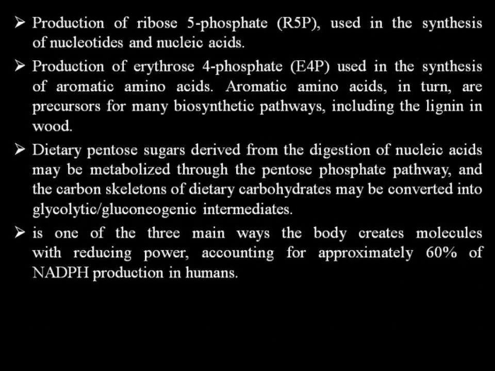Then, production of ribose 5-phosphate is used in the synthesis of nucleotides and nucleic acids. Production of erythrose 4-phosphate is used in the synthesis of aromatic amino acids. These aromatic amino acids in turn are precursors for many biosynthetic pathways, including lignin in wood. Dietary pentose sugars derived from digestion of nucleic acids may be metabolized through the pentose phosphate pathway, and the carbon skeleton of dietary carbohydrates may be converted into glycolytic or gluconeogenic intermediates.